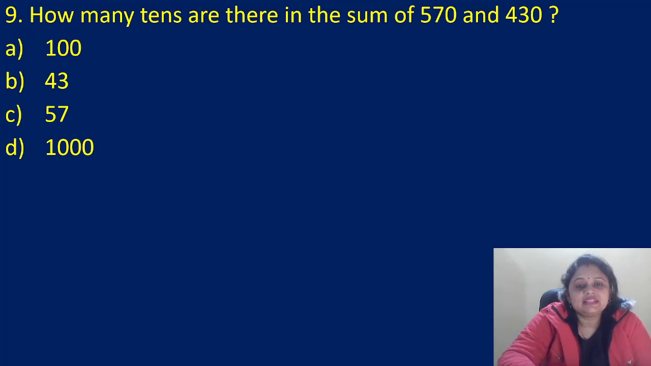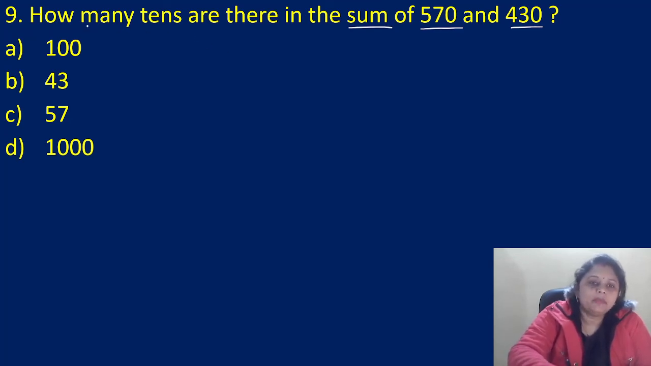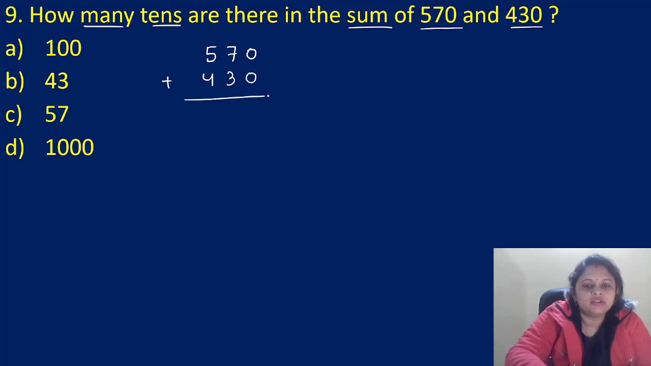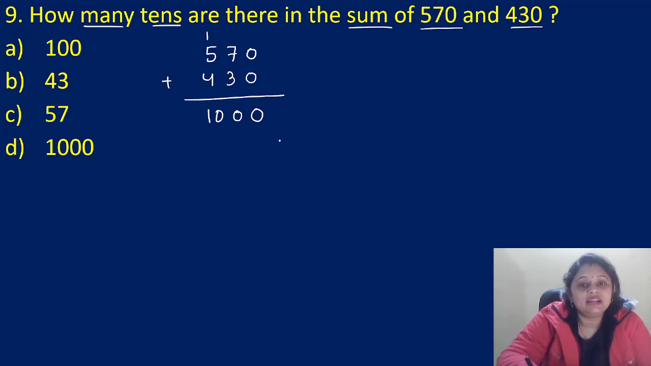How many tens are there in the sum of 570 and 430? So, how many tens are there in the sum of 570 and 430? What we need to do? First, we need to add 570 and 430. 0, 7, 3, 0, carry 1, 6, 4, 10. 1000 is the answer, but it is asked how many tens are there in 1000.